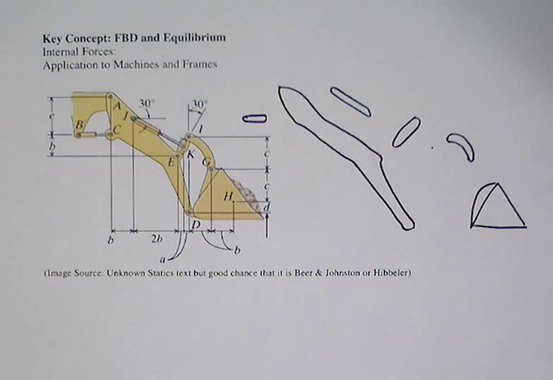When applying equilibrium conditions to machines and frames, remember that really the difference between the two is that the machine is one that tends to be mobile as opposed to frames being stationary. But other than that, they're typically an assemblage of pin-connected members, some of which are 2-force, some of which are 3-force type members.